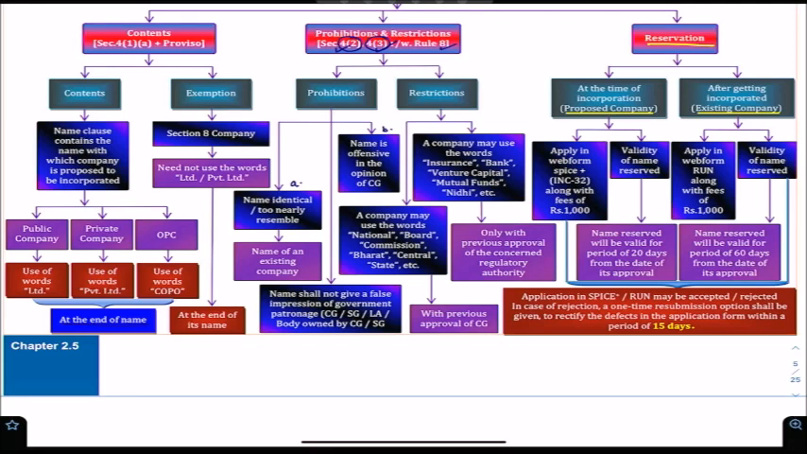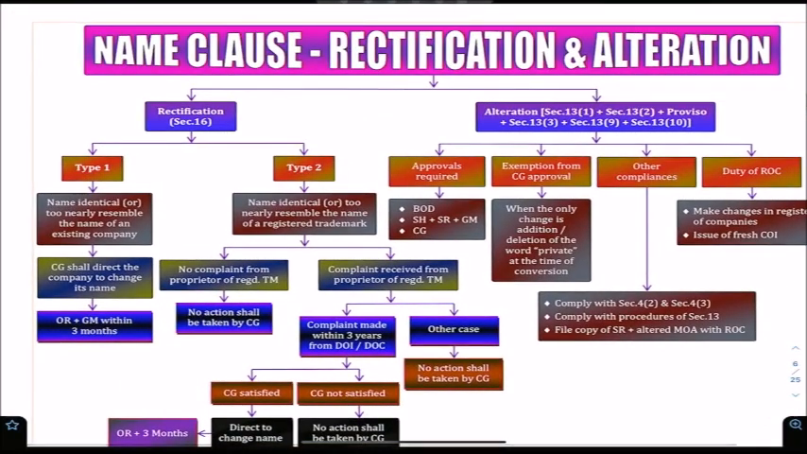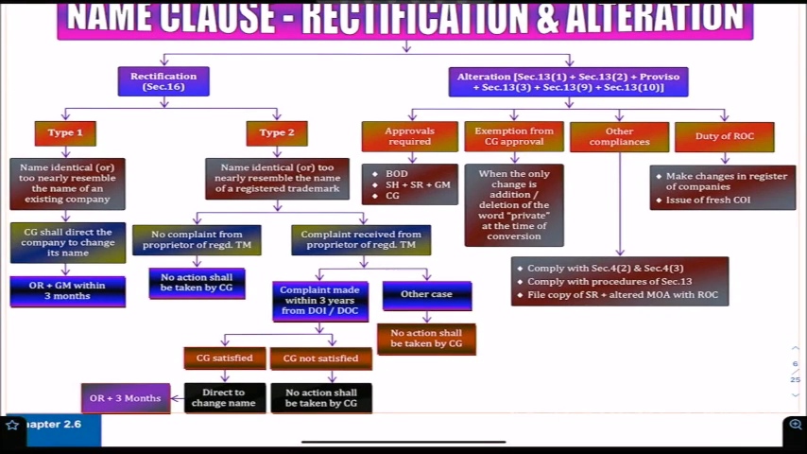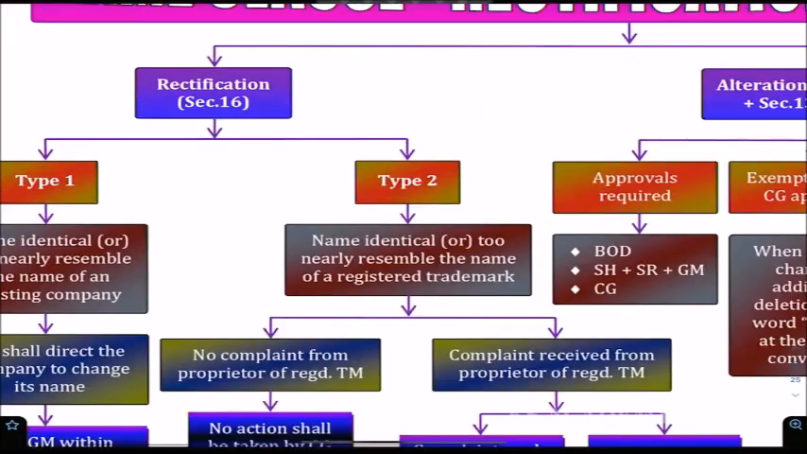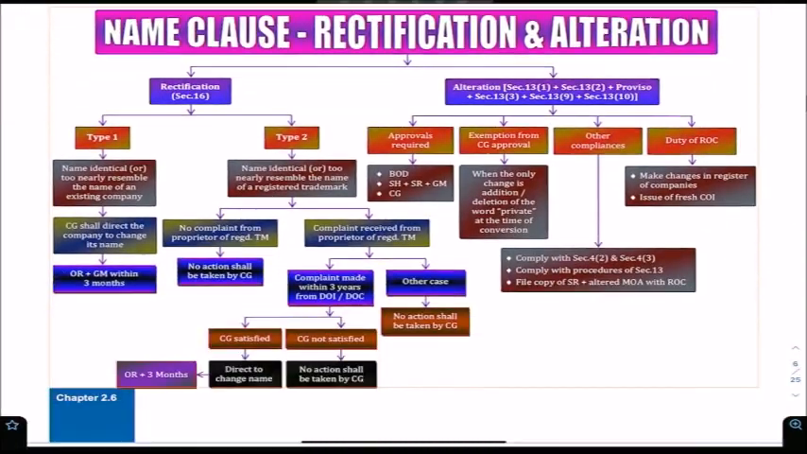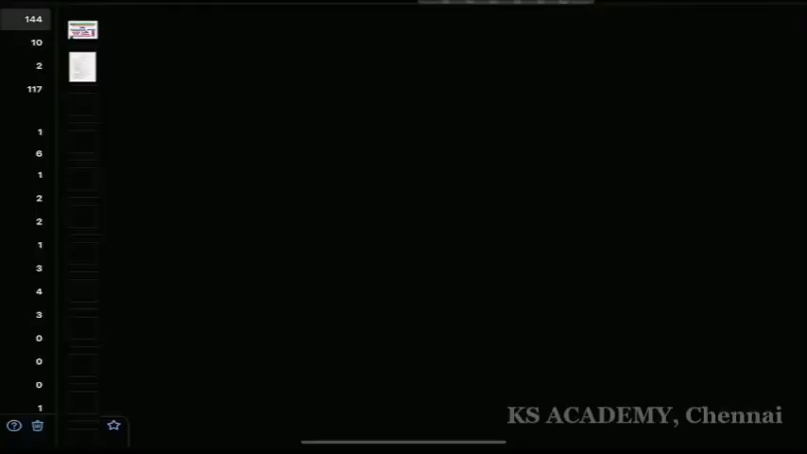Now we have another two concepts in name. One is called rectification of name. Second one is called alteration of the name clause in the memorandum. Let us see why they are made. Name clause, rectification, alteration: two concepts are there. Let us complete all of these. Which section do we need to understand for rectification? Section number 16.